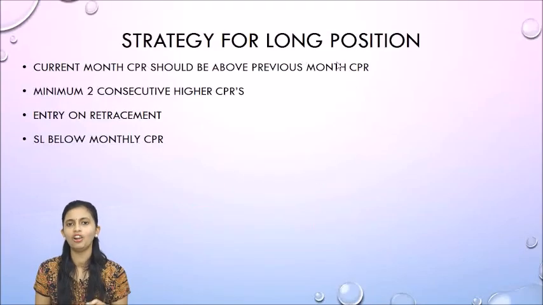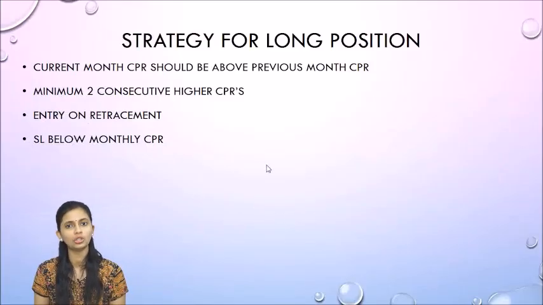Now if you are looking for a long position, that is a buying opportunity, which I suggest is good to go for rather than shorting, the current month CPR should be above the previous month CPR. The first thing you have to check is the current month's CPR. Again, make a note that we are using monthly CPR. So the current month CPR should be above the previous month CPR. Then a minimum of 2 consecutive higher CPRs should be there. Your entry will be on retracements. Then the stop loss should be below the monthly CPR, or the stop loss can be below the monthly CPP, that is the central pivot point also.